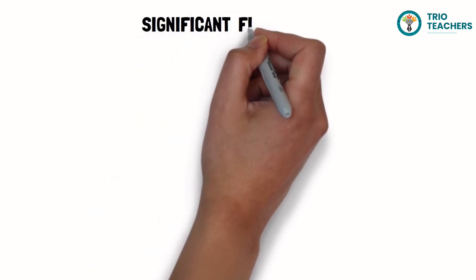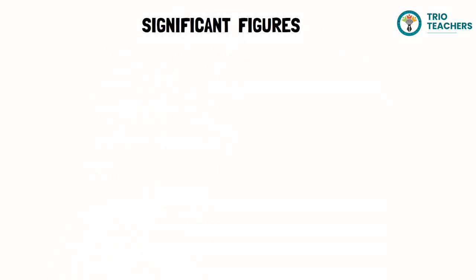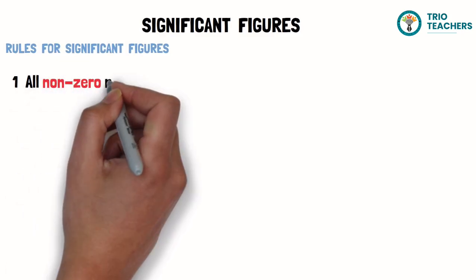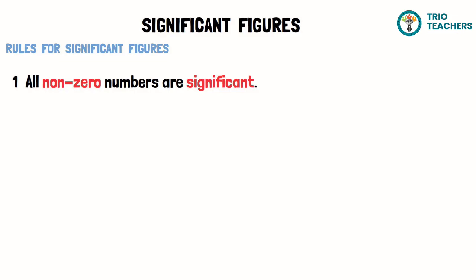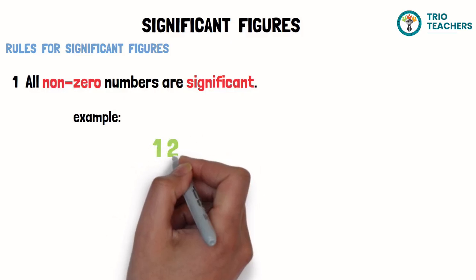The first rule is about significant figures. The first rule is all non-zero numbers are significant, right? So let's suppose I'm giving you an example. An example is 1, 2, 3, 4.